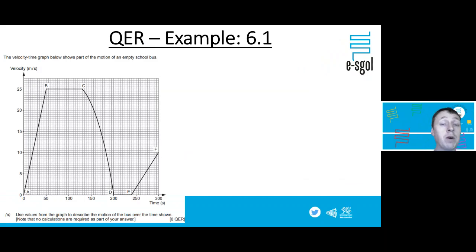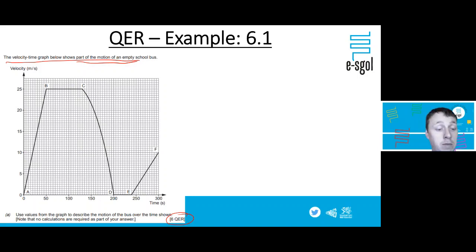So the first one would come out of the unit speed, distance and acceleration. Then you can see again here that symbol 6 QER. What we have is a velocity time graph. So it's not just a question explain this or explain that. They're actually giving you something to read. So we have a velocity time graph for an empty school bus, and it shows part of the motion. So this sentence here is starting to give us some of the information we need.